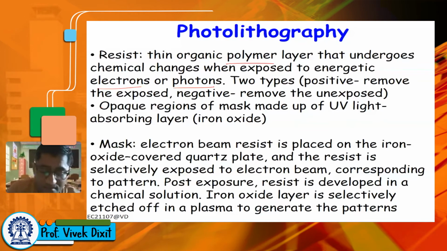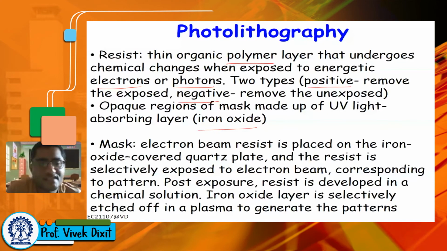And then we already discussed the two types of photoresist, positive and negative photoresist, right? So in positive, whichever part of the photoresist is exposed to the light or electron beam becomes weak and is washed away. In negative, it is the unexposed one that is washed away. So the exposed one becomes hardened. And the opaque regions are made up of a UV absorbing layer, usually iron oxide.